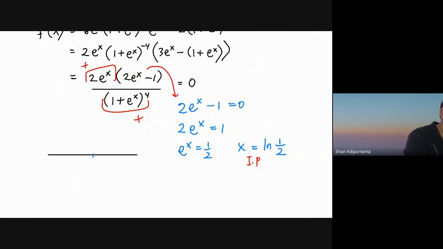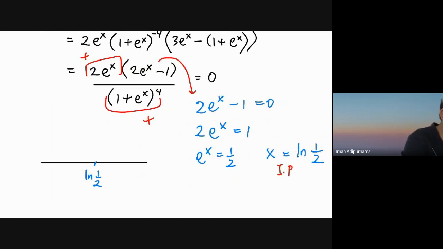Checking this ln half. Checking something that's 0 or positive. If we check 0, it will result in positive.